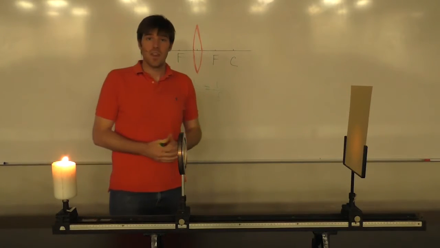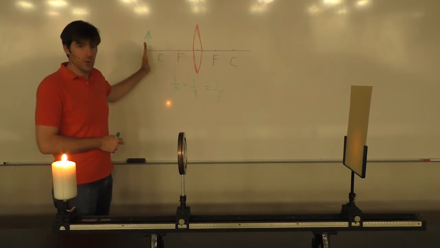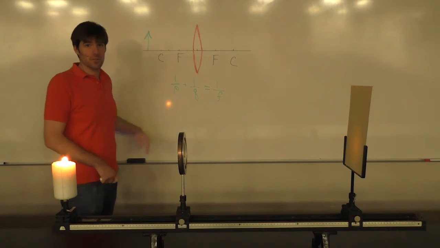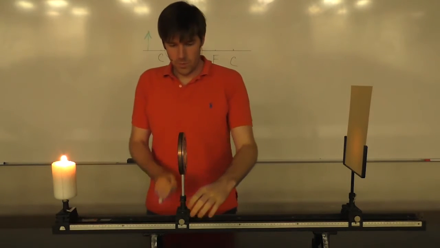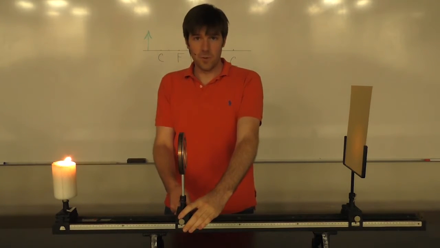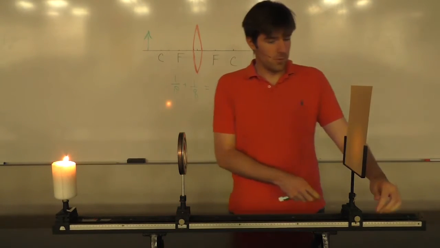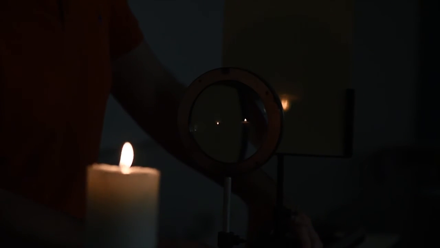In the final case, we'll see where the image forms when I place the object past 2 focal lengths away, or past the radius of curvature of the lens. So here's my thin lens, and I've positioned it just past 2 focal lengths away from the object. And now let's find where the image forms. So currently we don't see any image, we just see a blur. And I'm going to slowly move this towards the lens until I see the image.